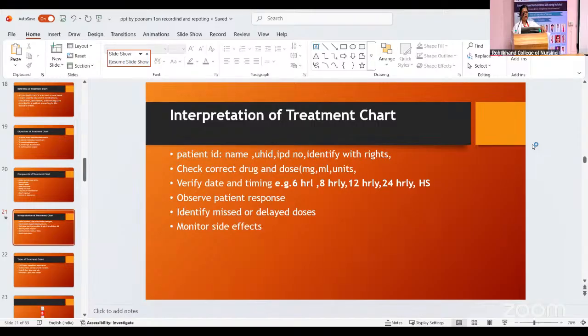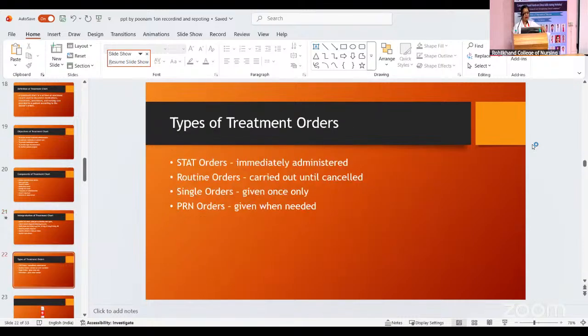Patient response will be checked after infusion. Missed or delayed doses should be recorded and reported. Monitor side effects if there are any. Types of treatment orders: stat orders, routine orders, and so on. First, we should know when a patient comes to the hospital, what will be the order? It will be a stat order, because the patient comes to you now. So whatever complaints he or she is having, we will give medication like that.